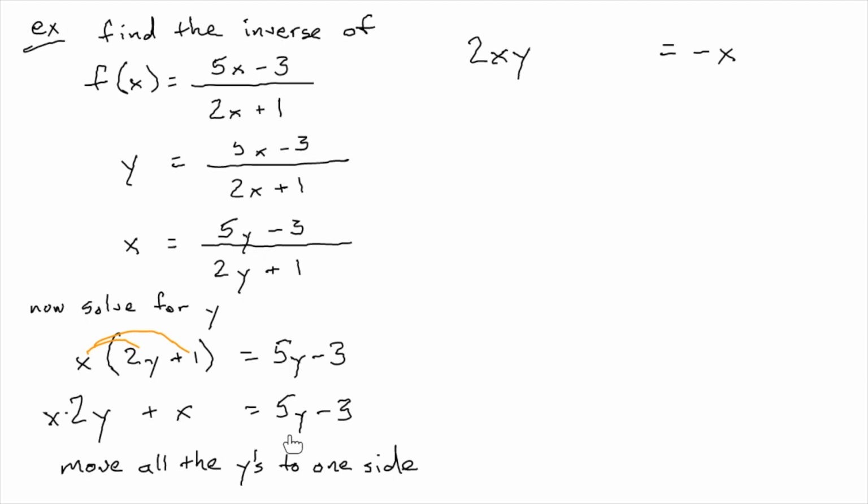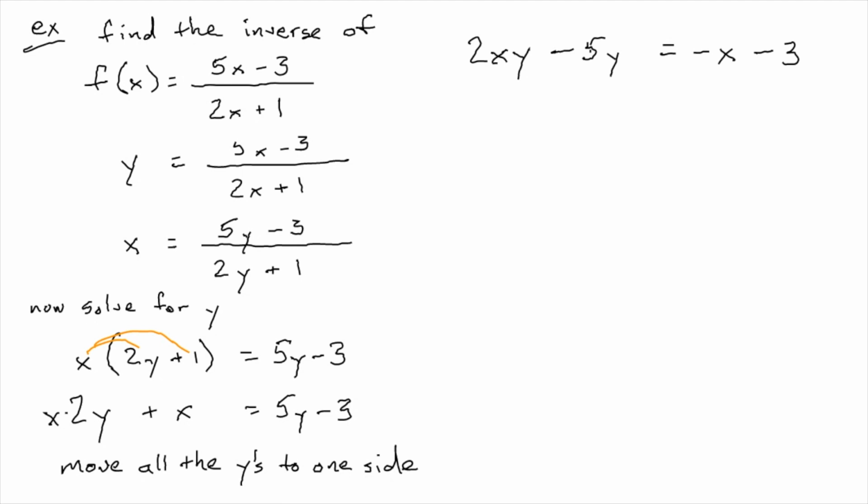Here comes a 5y. Wait, that's a y. I need to move the y's to the left. How do I move it? I make it negative. Minus 5y. There was a plus 5y on the right. Now there's a negative 5y on the left. There's a minus 3. Well, it doesn't have a y in it. It's minus 3. Well, then just leave it where it is. Minus 3. Cool.